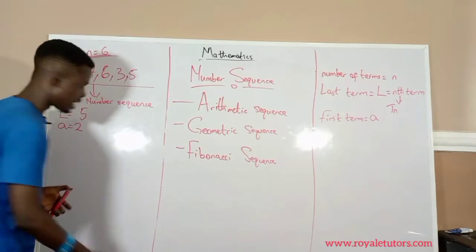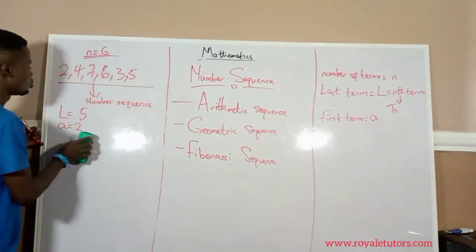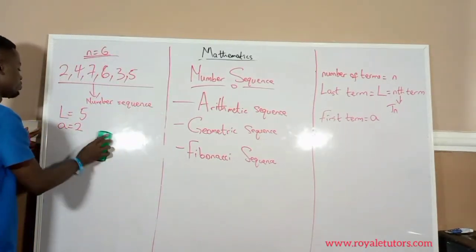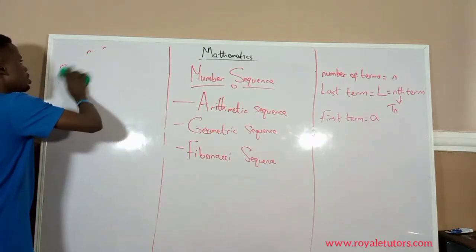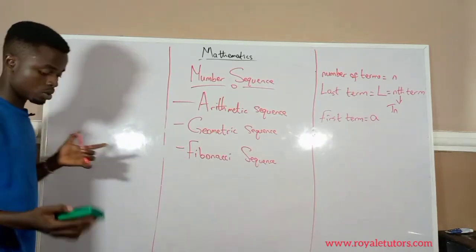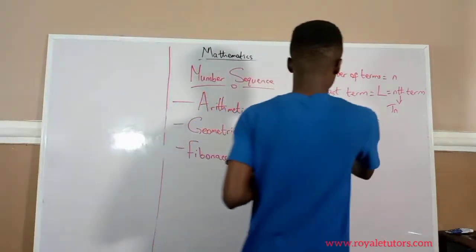Okay, so let's dive straight into what we want to do. I want to start with the first one, arithmetic progression, which is also arithmetic sequence. Sometimes it's called progression, sometimes it's called sequence, because it follows some kind of pattern.